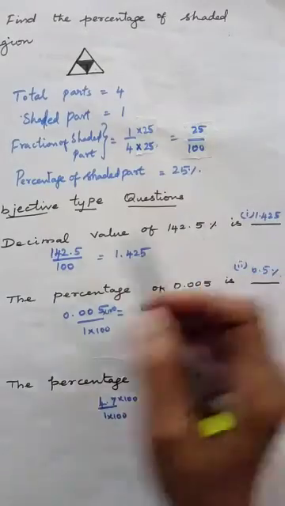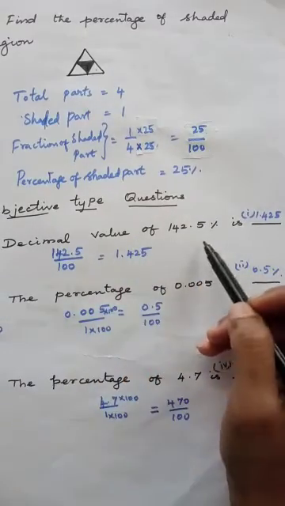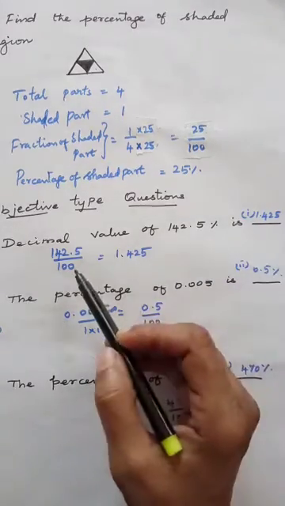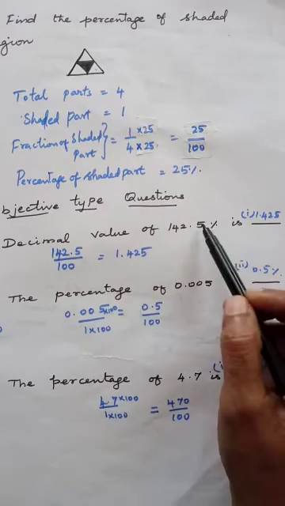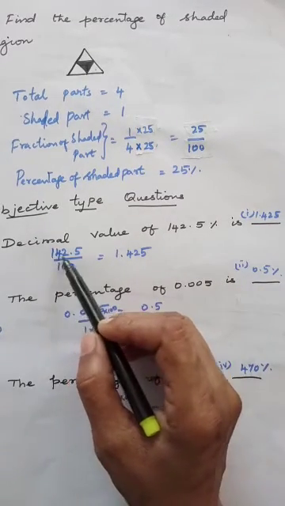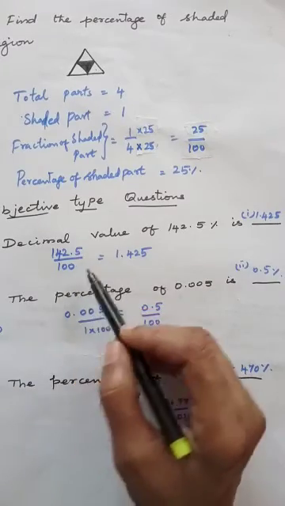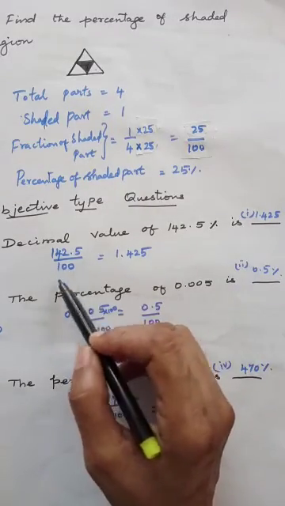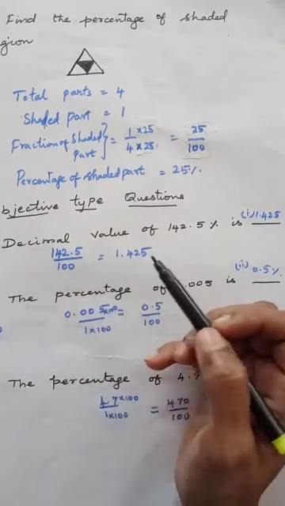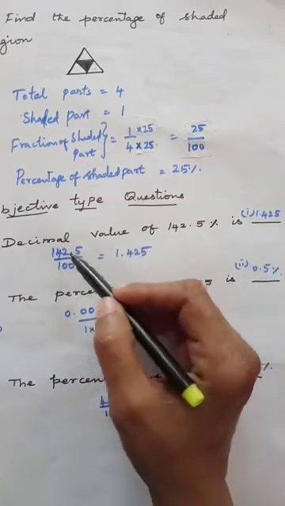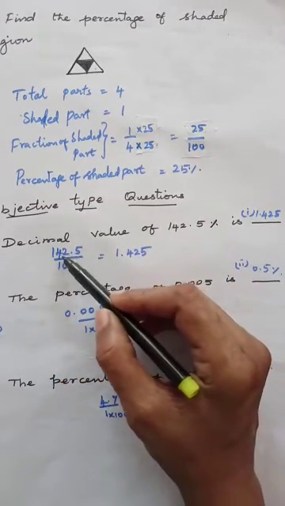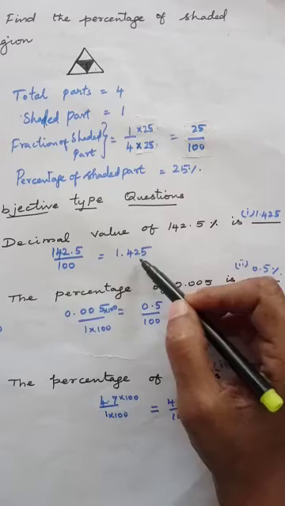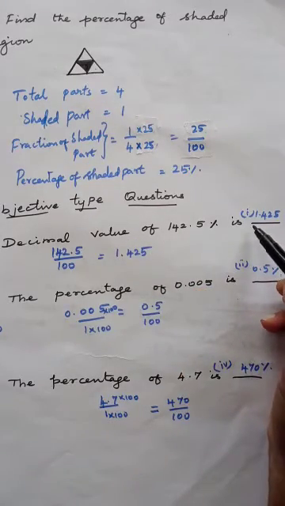Objective type questions. Ninth problem. Decimal value of 142.5 percentage is dash. Here first you have to change this percentage to fraction. So 142.5 divided by 100. Here we have percentage symbol, so we are writing the denominator as 100. Now we have to write in decimal. So the decimal point moves 2 digits, as we have 2 zeros. So 1.425. So first one is the answer.